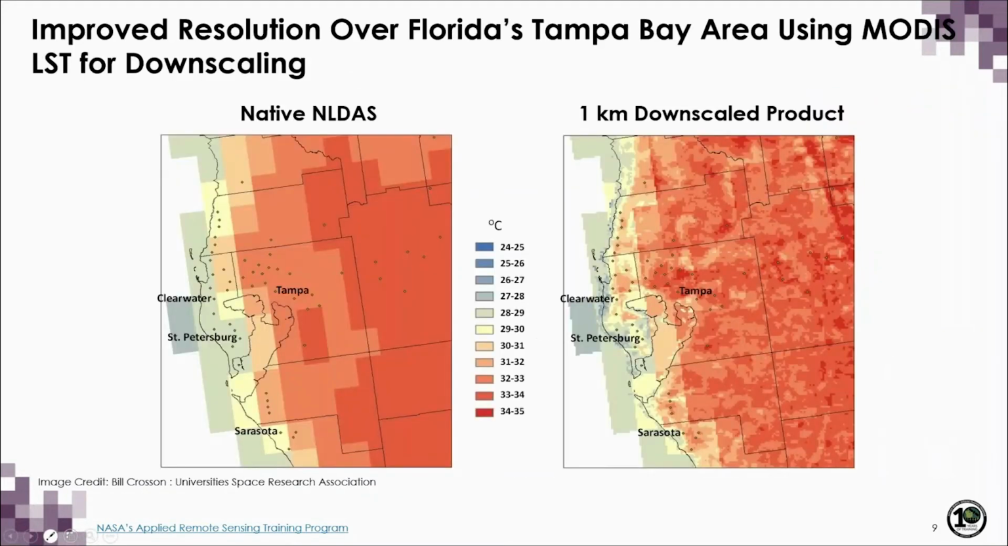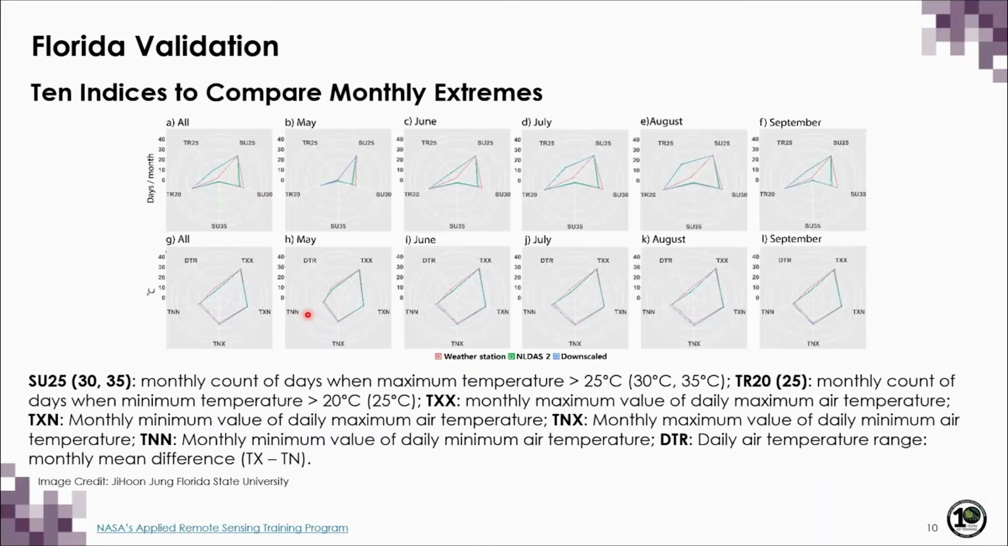All right. Similarly, we have worked with the Florida Department of Health and Florida State University to conduct similar analysis across that state. We were in collaboration with Florida for this project. And these maps show the 12-kilometer NLDAS and the 1 kilometer downscale data set capturing the variations in the coastal city of Tampa and the surrounding region. So you can see that there is a variation in the coastline here, which is not apparent in the 12-kilometer data set. And we conducted a similar validation in Florida.